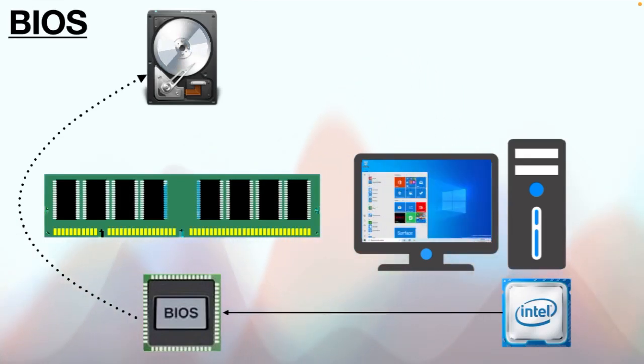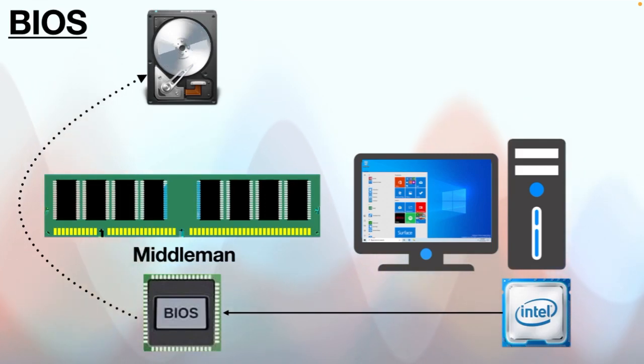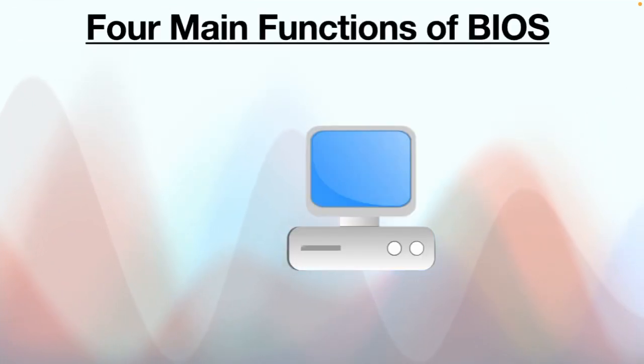After startup, BIOS manages the flow of data between the operating system and hardware devices. In fact, BIOS acts as a middleman between the operating system and hardware devices. It is always the intermediary between the microprocessor and input-output devices. Alright, let me get your head around four main functions of BIOS.